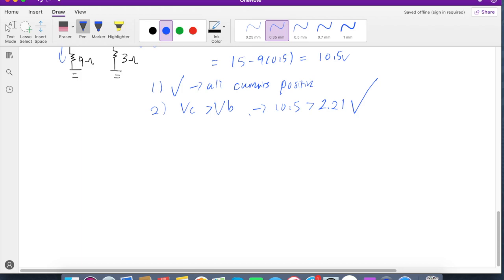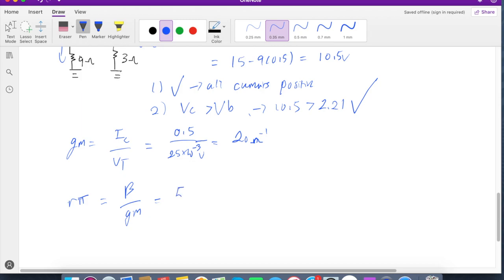Now, for the final steps, we'll just find our parameters. So we know that GM equals IC over VT. And we found IC to be equal to 0.5. And we know that VT is always 25 millivolts. This is a constant, remember that. So we simply find this to be 20 ohm to the negative 1. And now we can find R pi. This will be used in the AC analysis. This is simply beta over GM, where beta is always equal to 100. And when we do this, we find that R pi is equal to 5 ohms.